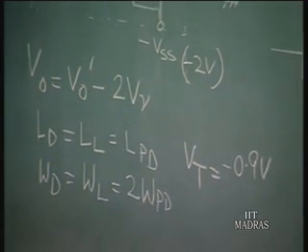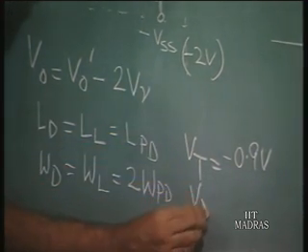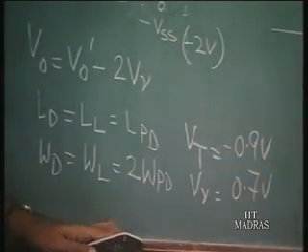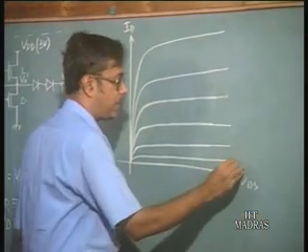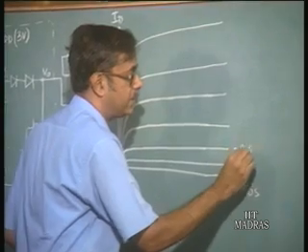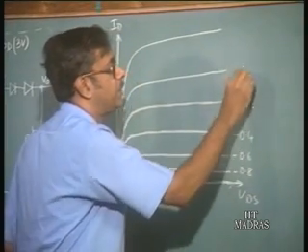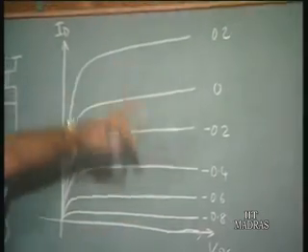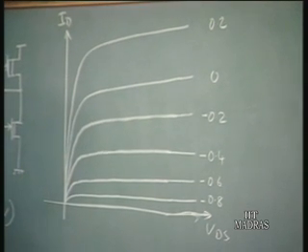All right, and let V gamma, that is the cut in voltage, be 0.7 volts. Okay. So, now in this characteristic, since the threshold voltage is minus 0.9, you can put minus 0.8, minus 0.6, say minus 0.4, minus 0.2, 0, plus 2, like that. These are the gate to source voltages for which these are the characteristics.